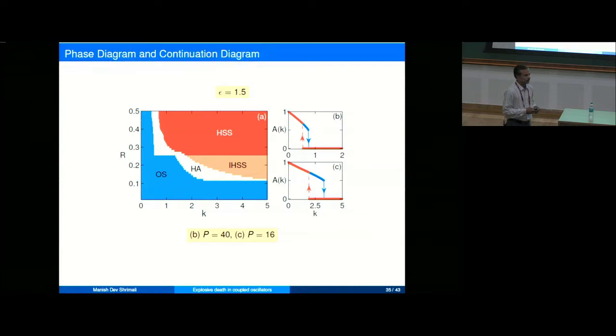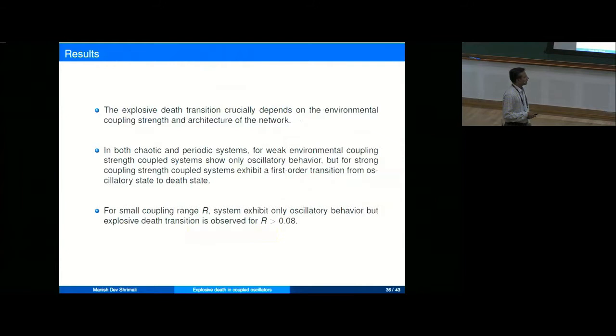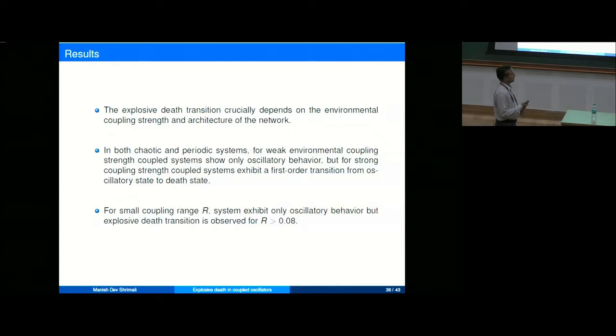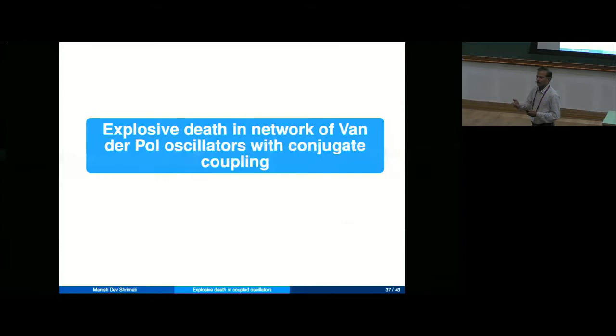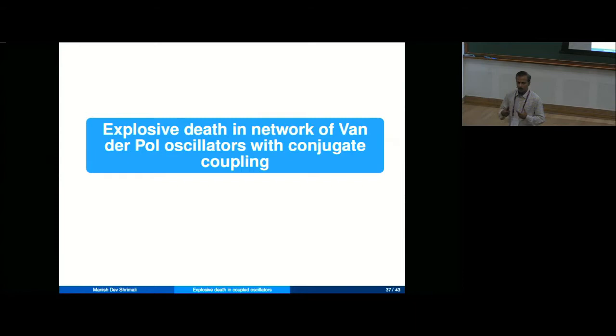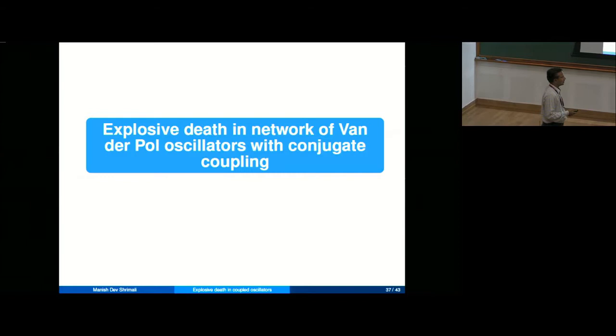So we could see that this kind of transition depends upon the environmental coupling strength and the architecture of the network. We have also considered this for periodic as well as chaotic systems. For the coupling range, we could see it is observed for a particular R value greater than 0.08. Now, when we were doing all this work, there was a recent study on conjugate coupling, which I would also like to mention, because conjugate coupling also breaks the symmetry in the system, and there is a possibility that you can get this kind of transition.